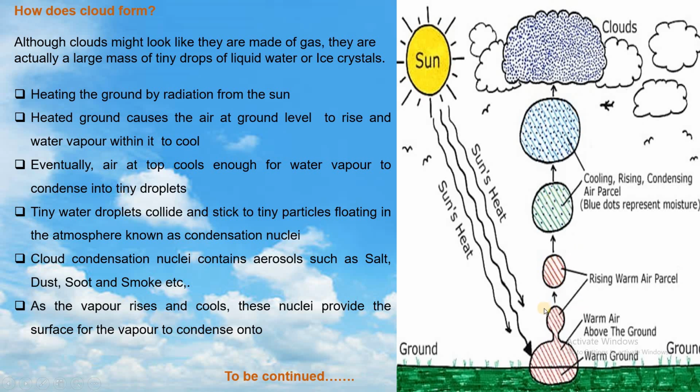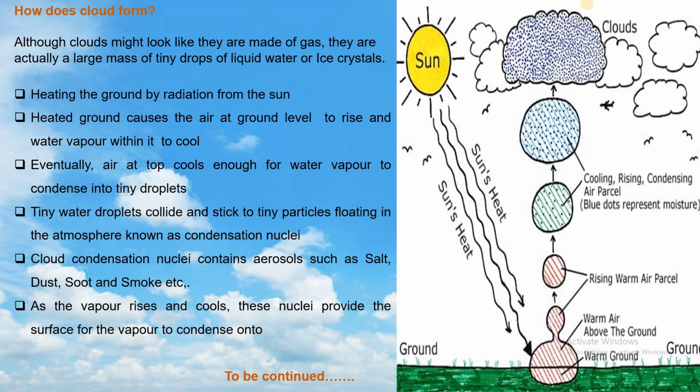As this air parcel keeps rising, at one particular temperature the water vapor inside the air parcel starts to condense. That means at a particular temperature, the water vapor inside this air parcel starts changing its state from gas to liquid. That is what we call dew. That temperature is called the dew point temperature. The dew point temperature is nothing but the temperature at which dew begins to form, that is, the temperature at which gaseous water vapor changes from gas to liquid.